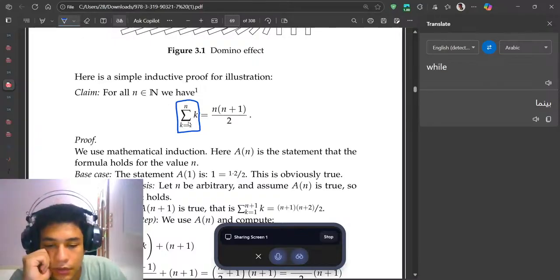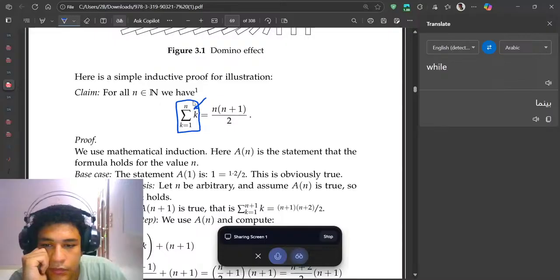Hold on. I just want to know what does this sign mean, and when the n is here, what does it mean, and when the k equals 1 here, what does it mean, and what does the k here mean? So let's go one by one.